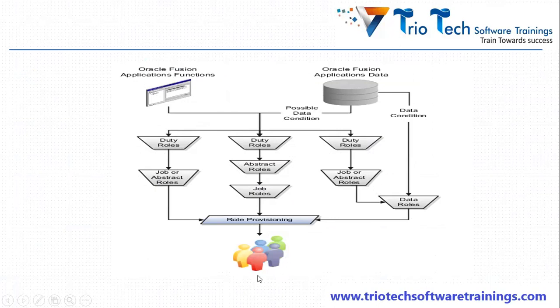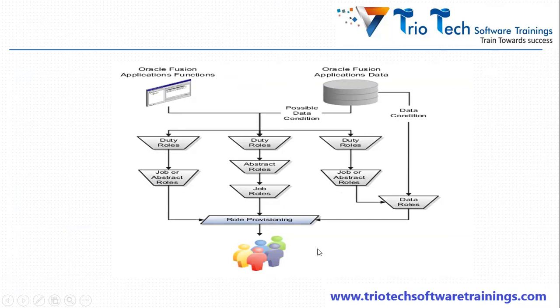The user. This is the symbol for users, and the activity is called role provisioning. Each user will be given the abstract job roles with respect to the activities that they need to carry out in the organization. That is the role provisioning activity. Duty roles are not directly given, because duty roles together form a job, and only job roles can be assigned to the user. Duty roles and privileges are all inherent in the job role.